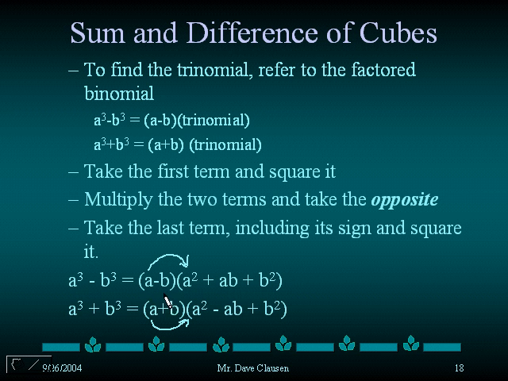You're going to multiply the two terms and take the opposite. So that would be a times negative b is negative ab, but taking the opposite, we want positive ab. In this case, we would multiply them: a times b is positive ab, but taking the opposite is negative ab. And then we're going to take the last term, including its sign, and square it. So negative b times negative b is positive b squared. Positive b times positive b is positive b squared.